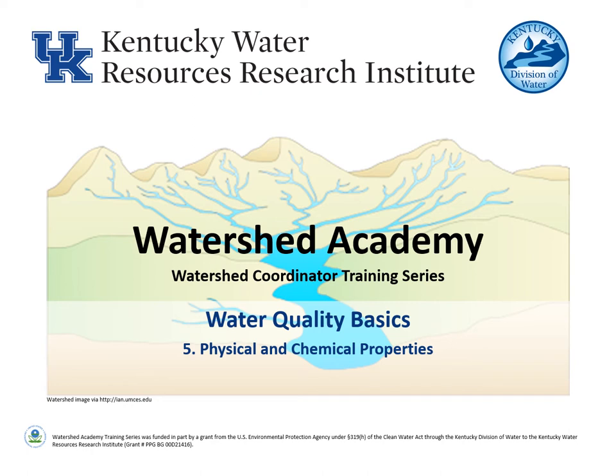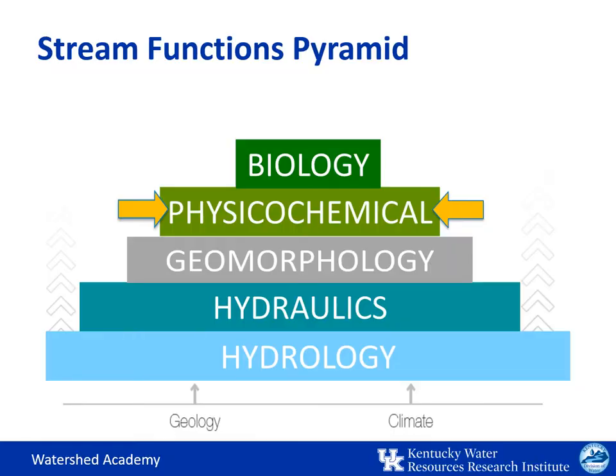And as part of our Water Quality Basics series, Module 2 of our Academy, we're going to be looking at the physical and chemical properties. Through this study, we've been using the stream functions pyramid to guide us. In this session, we're going to be looking at the fourth component of the functional pyramid, the physico-chemical functions, or the physical and chemical properties of the water itself. For this element, much is dependent upon the hydrology and hydraulics, as well as the geomorphology.